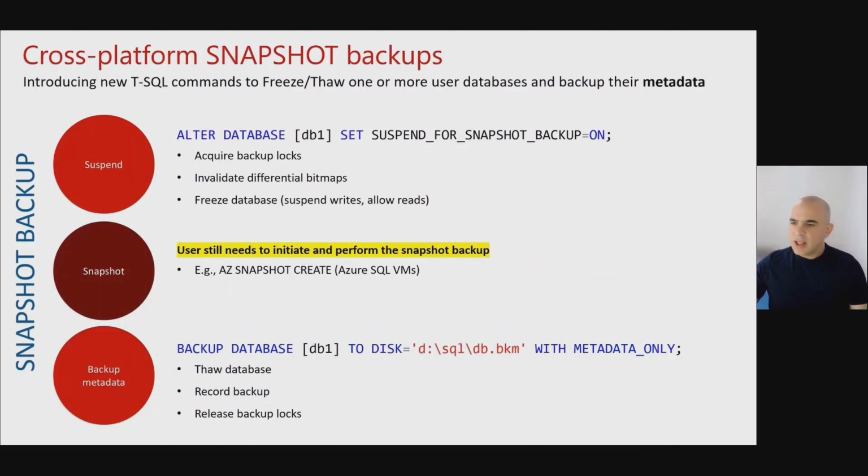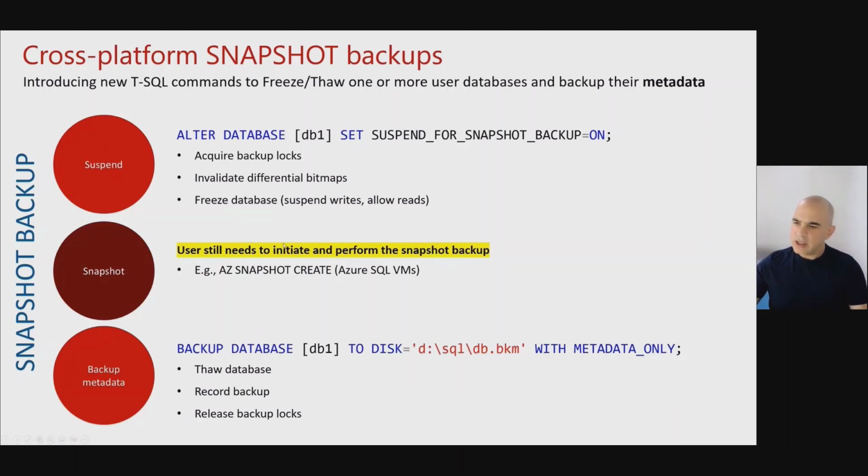So let's take a look at those new T-SQL commands. You start by suspending the database that you'd like to perform a snapshot backup on. You use this command, ALTER DATABASE name SET SUSPEND_FOR_SNAPSHOT_BACKUP ON, and that command will acquire the database logs, will invalidate the differential bitmaps, and will freeze the database, still allowing reads but suspending writes.